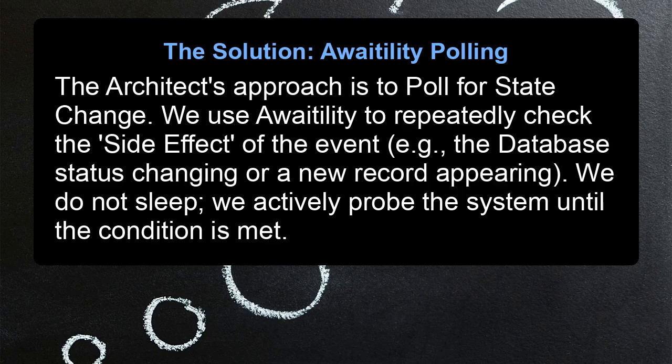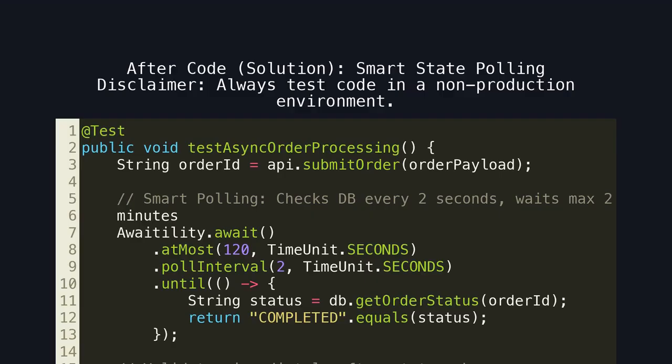The solution: Awaitility polling. The architect's approach is to poll for state change. We use Awaitility to repeatedly check the side effect of the event, for example, the database status changing or a new record appearing. We do not sleep. We actively probe the system until the condition is met. After code solution, smart state polling. Disclaimer: always test code in a non-production environment.